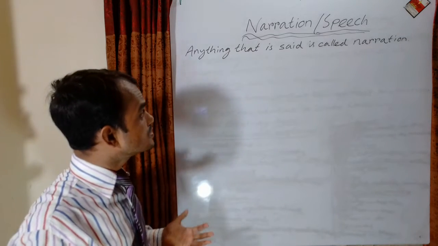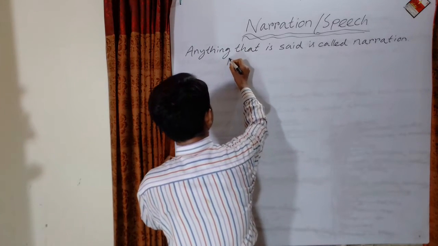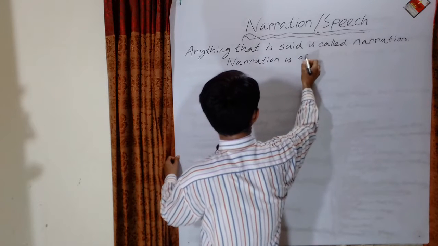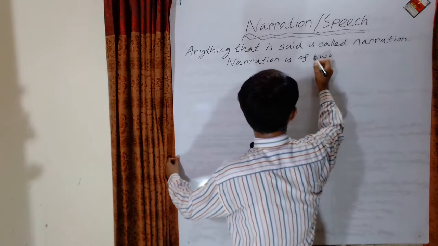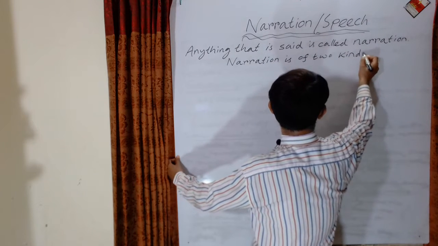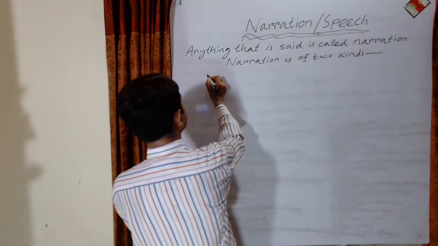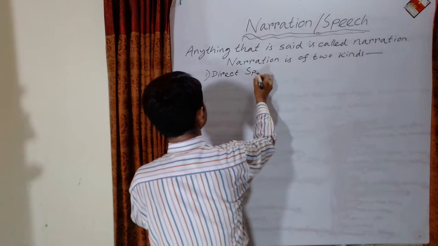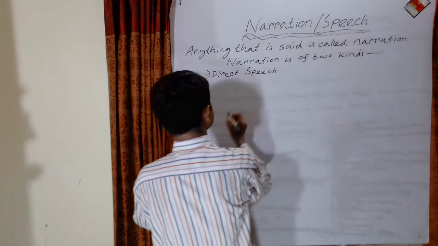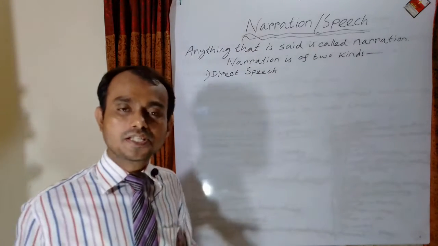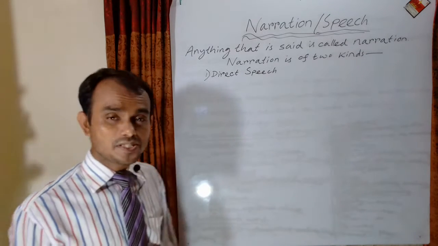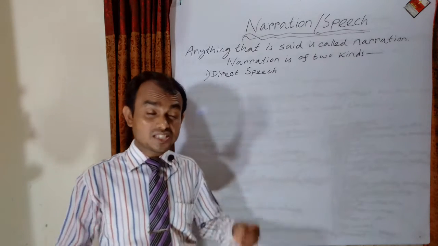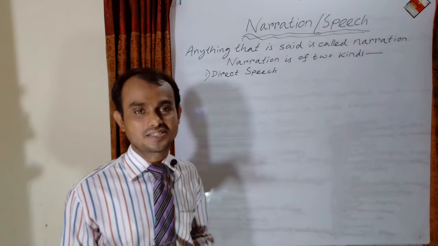Narration is of two kinds: direct speech and indirect speech. What is the direct speech? Whenever something is said directly without changing anything, it is direct speech.